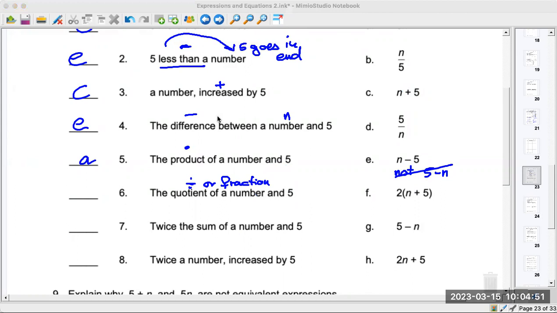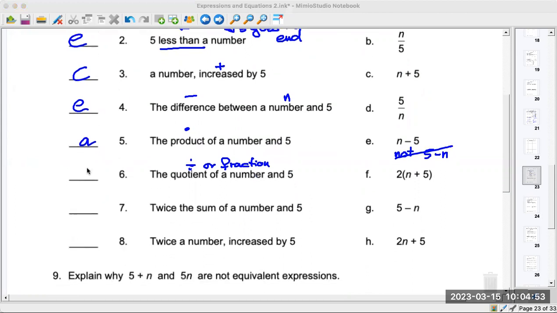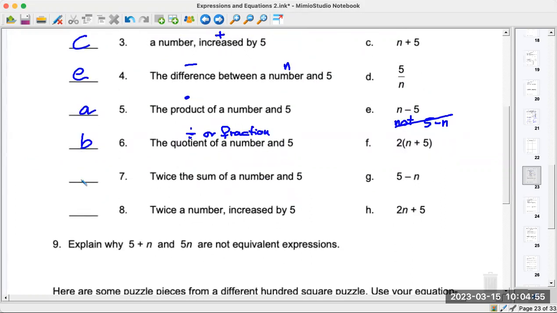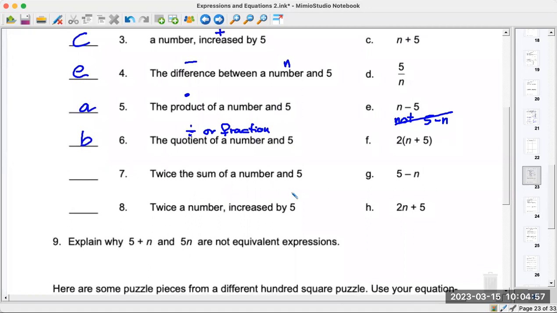Okay, so that would be B. Twice the sum of a number and 5. So do the sum of a number first. So that comes first. And then multiply that by 2. Yeah, so let's look. That's F. The sum of a number and 5 is n plus 5 times 2.